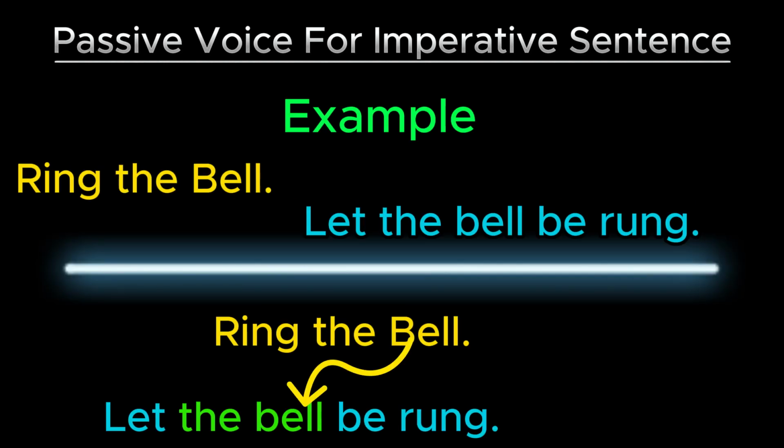Here's an example of how we change active voice into passive voice for imperative sentences. First we use let, then the object, the bell, will become the subject and is placed after the verb let. Then we use be, and finally, we use the third form of the verb.